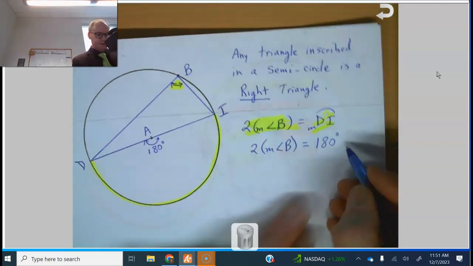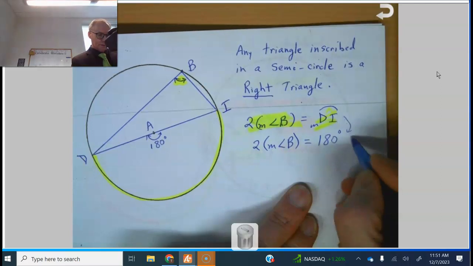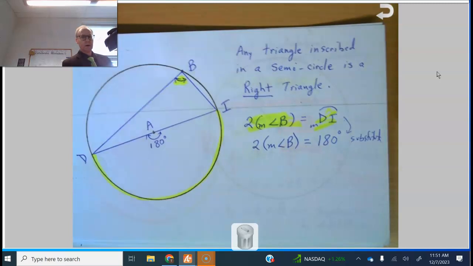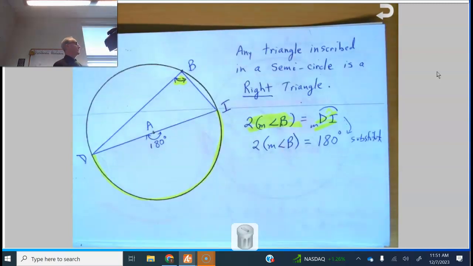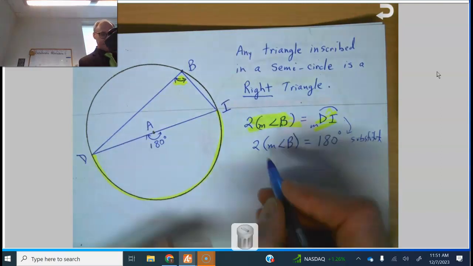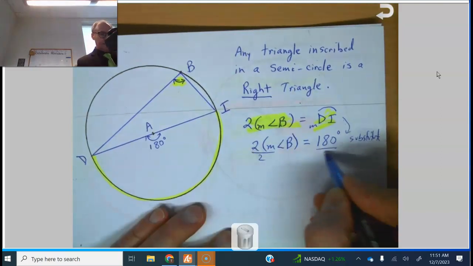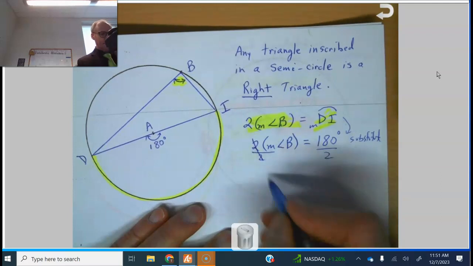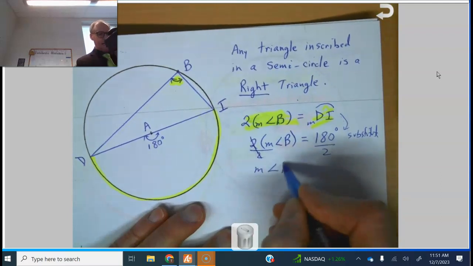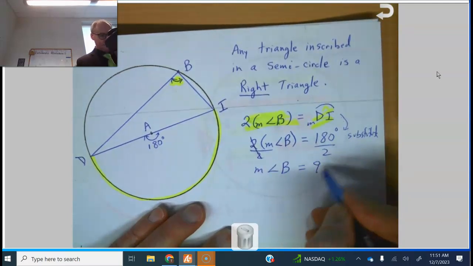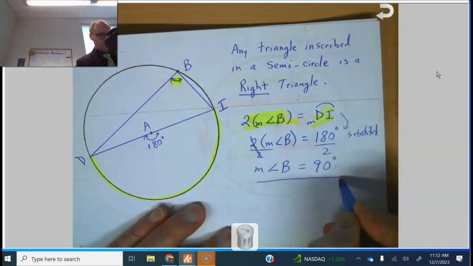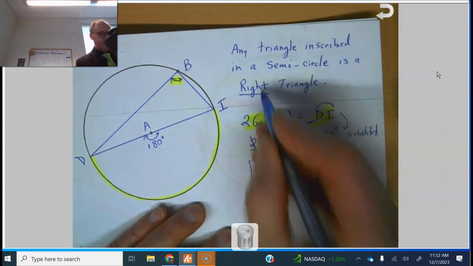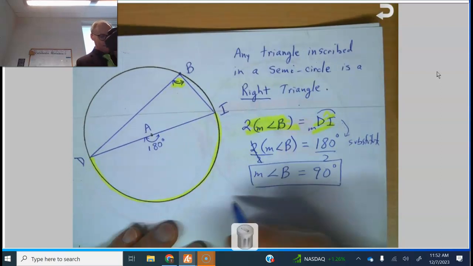This is just substitution right here. And then I just do algebra. What do I do to solve this for angle B? Divide by 2 on both sides. We're using the division property of equality, and we get the measure of angle B has to be 90 degrees. That makes this a right triangle by definition.